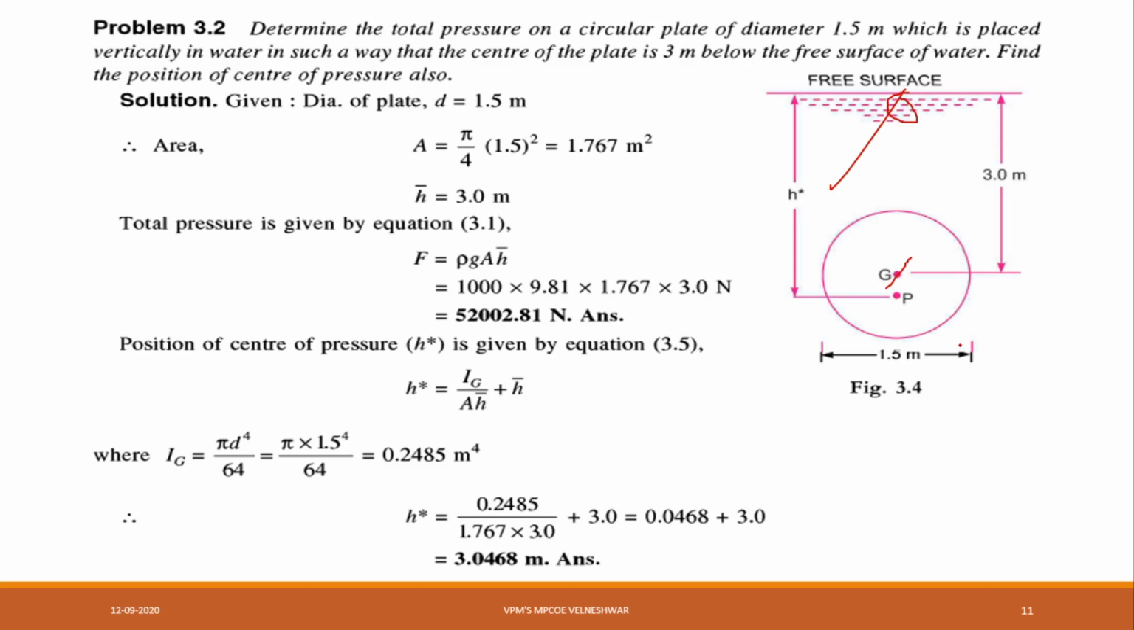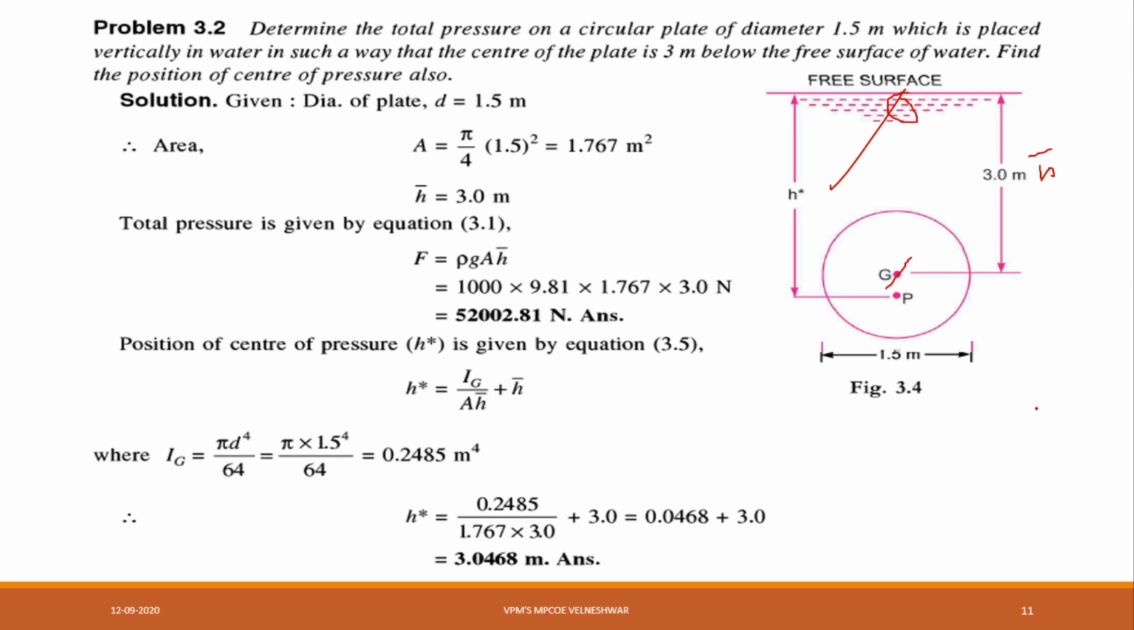Now what is the diameter D? D here is given as 1.5 meter. So find out the area. If it is a circle, the formula is pi by 4 D square, that is pi by 4 into 1.5 square. Next, h bar is nothing but the direct value here, that is 3 meter, because he has given up to the center of gravity. Up to the center of gravity is our overall height. Now F is equal to rho g A h bar, that is 1000 into 9.81 into 1.767 into 3, and I am getting the value as 52002.81 Newton.